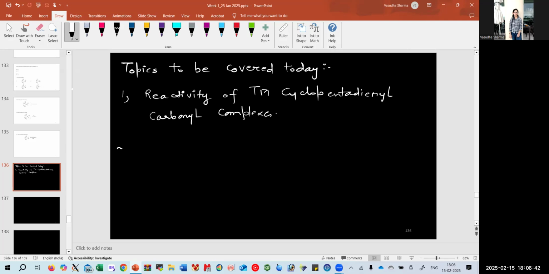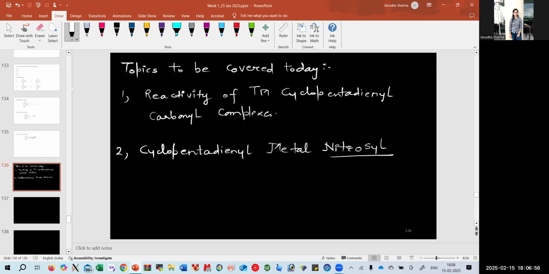Followed by that, we will be introducing the cyclopentadienyl metal nitrosyl complexes. So nitrosyl is another type of ligand which can donate electrons in two different ways. We'll be talking in full details in later slides. And followed by that, their preparation, their reactivity, and their bond distances and angles. Everything we'll be covering today.